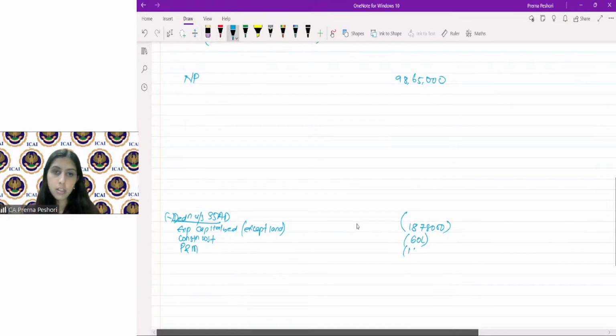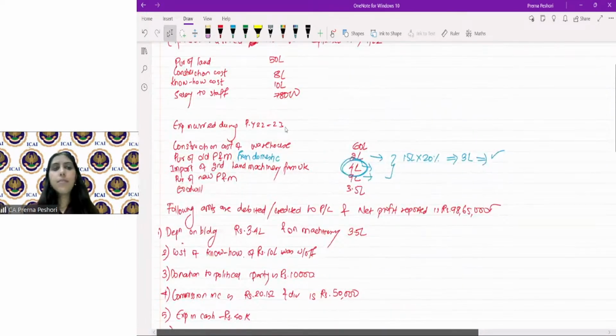Plant and machinery, 15 lakh. Clear? Plant and machinery is 15 lakh. Next is goodwill. Will you get the amount of goodwill?